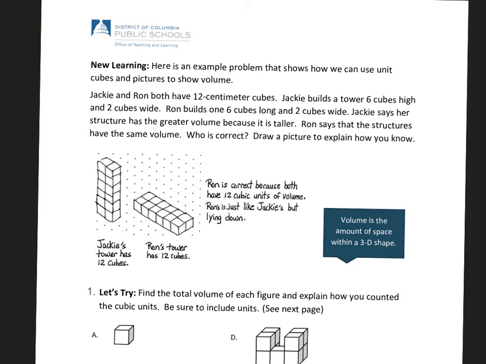It says, here is an example problem that shows how we can use unit cubes in pictures to show volume. Jackie and Ron both have 12 centimeter cubes. Jackie builds a tower 6 cubes high and 2 cubes wide, so we can see that right here. This is Jackie's tower. Ron builds one 6 cubes long and 2 cubes wide. Jackie says her structure has the greater volume because it's taller. Ron says that the structures have the same volume. Who is correct? They said Ron is correct because both have 12 cubic units of volume. Ron's is just like Jackie's, but his is lying down.